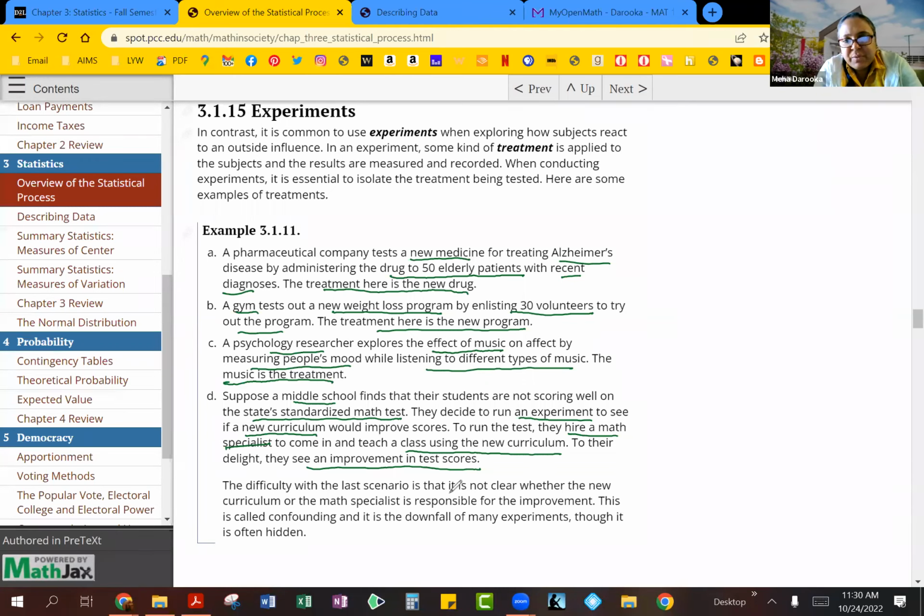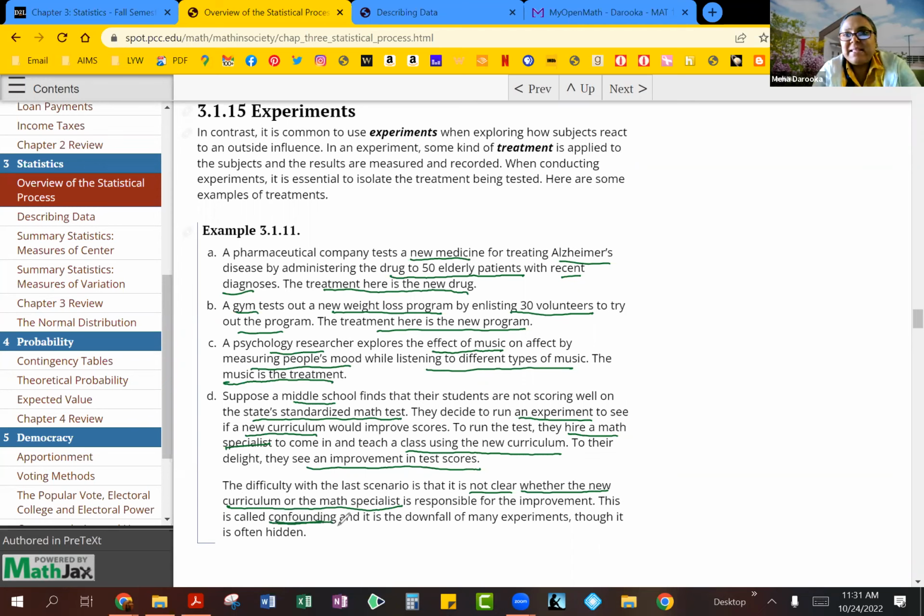They're saying the difficulty with the last scenario is that it is not clear whether the new curriculum or the math specialist is responsible for the improvement. Because if they had their existing teachers teaching the new curriculum, it would be different, right? Is it the way the person is teaching, the way they are approaching math? Because we are not sure if it is the new curriculum or the new math specialist who is responsible for the improvement, this is what we call confounding.